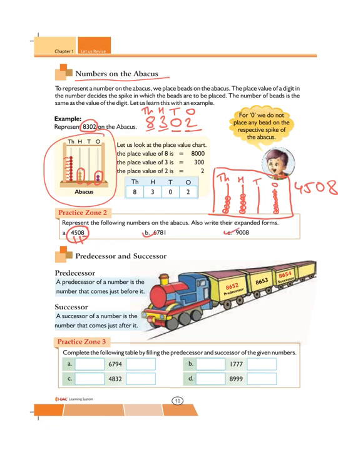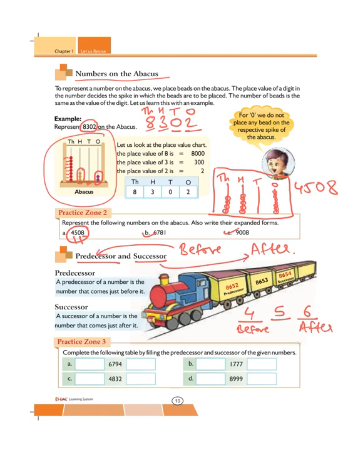Okay. Now we will move on to the next concept, that is predecessor and successor. This is generally another word for before and after. For example, we have the number 5. The number before 5 is 4, and the number after 5 is 6. So another name for before is predecessor and another name for after is successor, and the concept is the same.